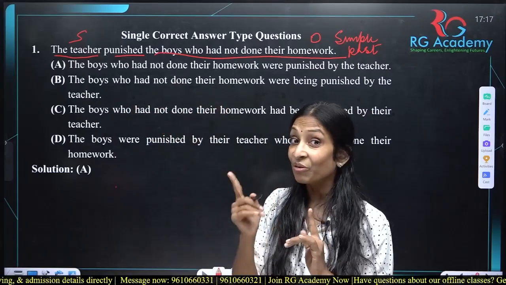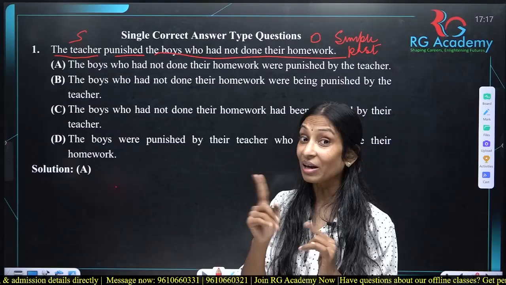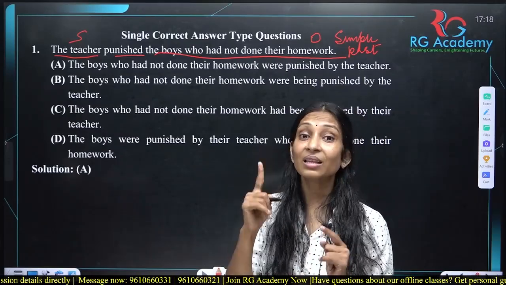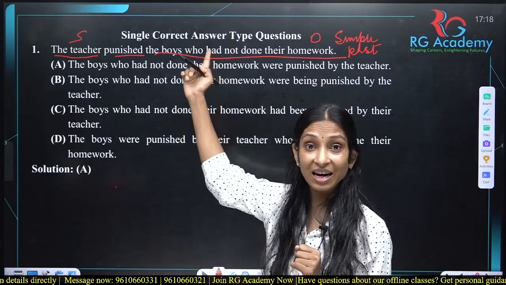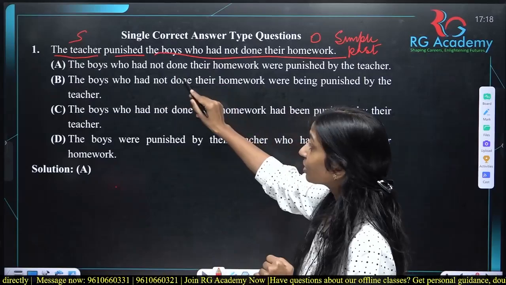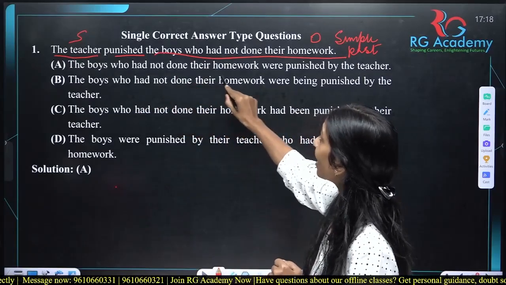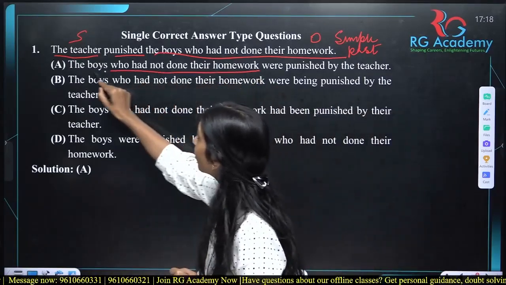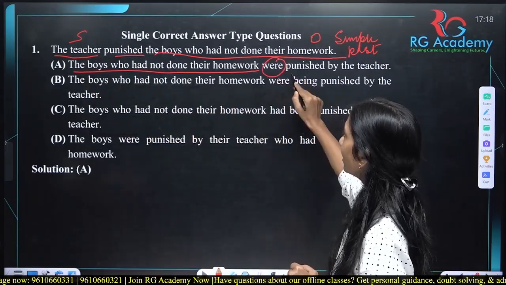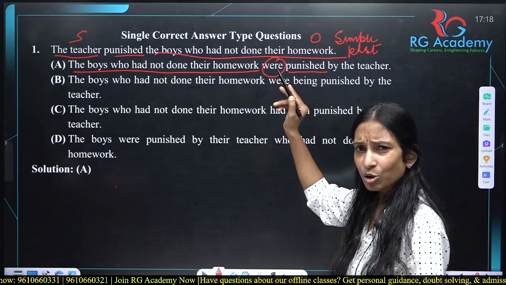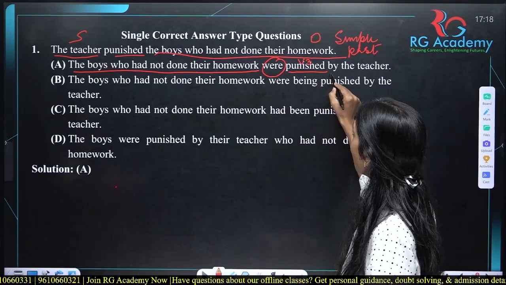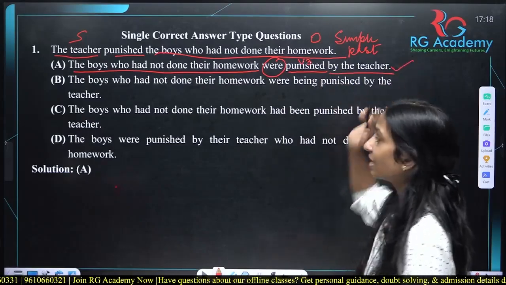So number one, we need to increase one helping verb. And when we are increasing that helping verb, keep in mind that it should be of the same tense, that is past tense. So first of all, we have to start the sentence from "The boys who had not done their homework." So this is our object that has come in front. One helping verb added, "punished." Third form also is punished. So this is also verb's third form, "by the teacher." So this is the correct answer.